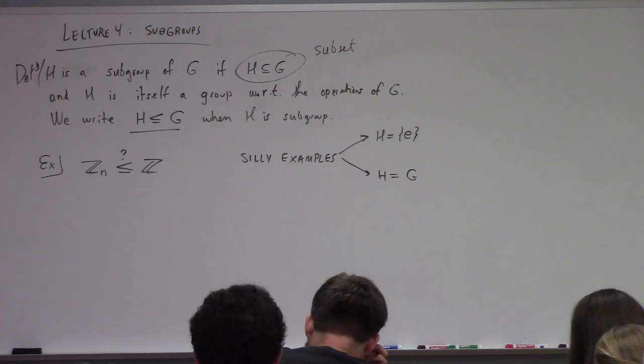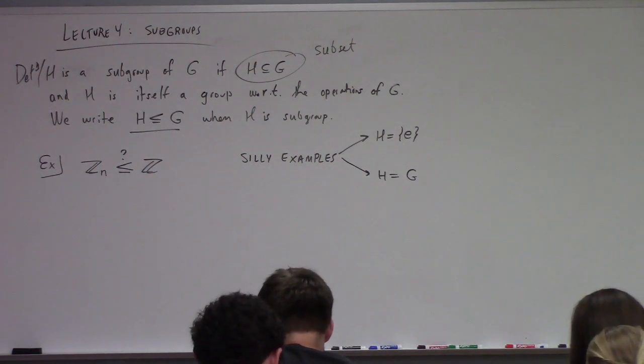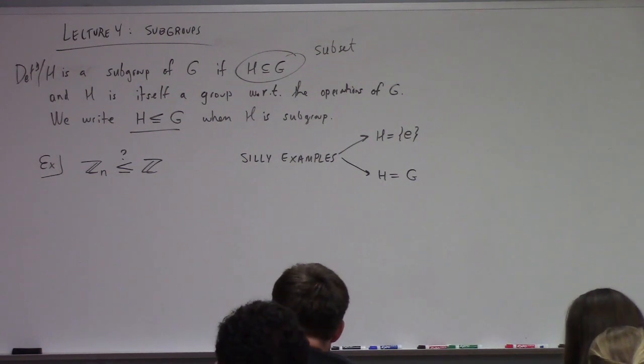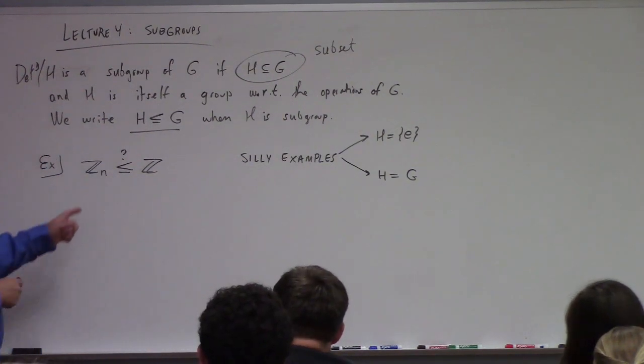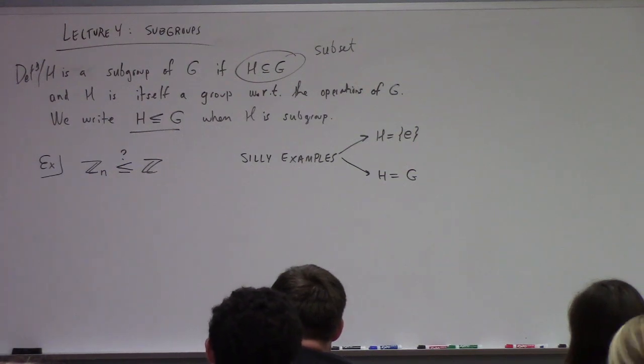If the subgroup is not equal to G, it's said to be a proper subgroup. If the subgroup is not equal to the set just containing the identity, it's said to be a non-trivial subgroup. Again, my question, is Zn a subgroup of Z? Now here, of course, I'm talking about with addition and with addition. What do you think?